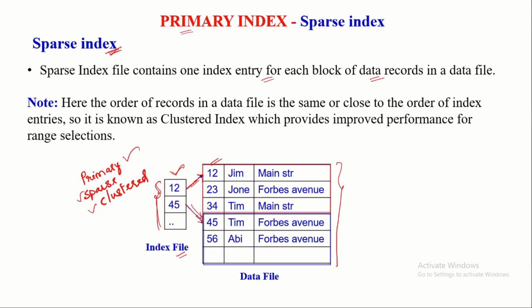Okay, though the number of index entries is less, since the records are clustered, this sparse index is very efficient in performing range search also, because it helps to achieve the range search very efficiently.